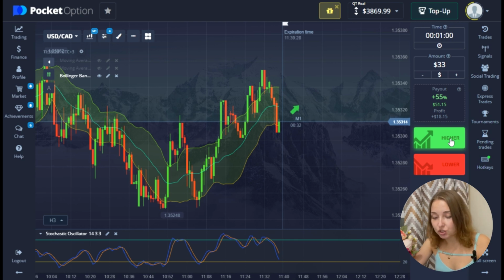The next candle is showing an increase. It's not a risk I'm willing to take.